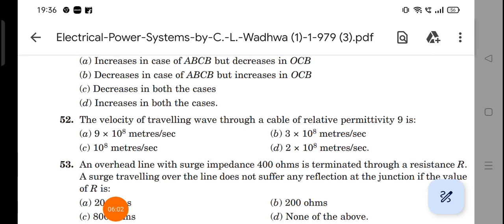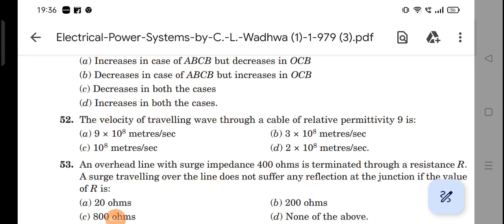Then from the given options, first one is 9 into 10 to the power 8 meters per second, that is not correct. Second option 3 into 10 to the power 8 meters per second, that is also not correct. Third option is correct, right? That is 10 to the power 8 meter per second.